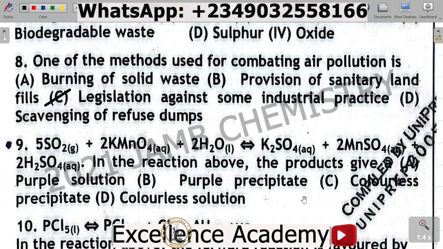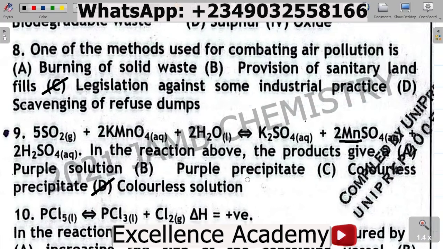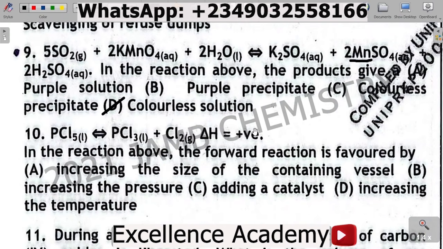You want to note that the correct answer to this question there is D, colorless solution. All right. Now for this question, you want to note that potassium tetraoxomanganate is purple. And after reduction, the manganese in manganese tetraoxosulfate gives a colorless aqueous solution, and the sulfate salts are colorless. So this would give you a colorless solution. That's the correct answer. All right, next up, question 10.